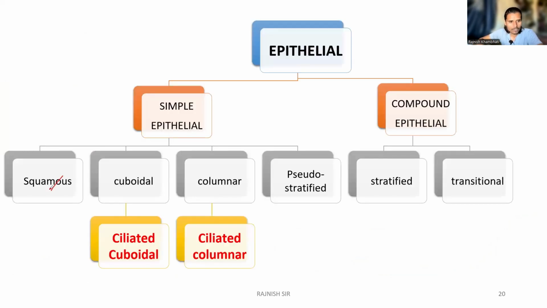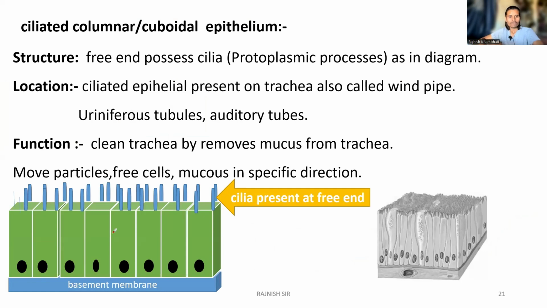Now, squamous over, cuboidal over, columnar over. We have to see ciliated cuboidal and ciliated columnar. What is the meaning of ciliated? You can see in the diagram, they possess cilia. Cilia is also a fine hair-like structure on their free end. You can see this in the diagram. Let's read this. Structurally, the free end possesses cilia, like in this diagram. What is cilia?